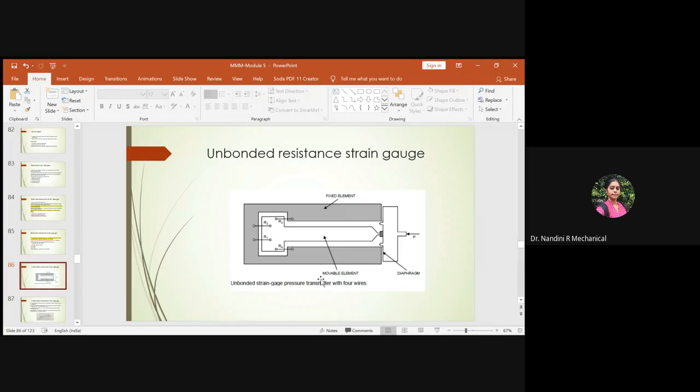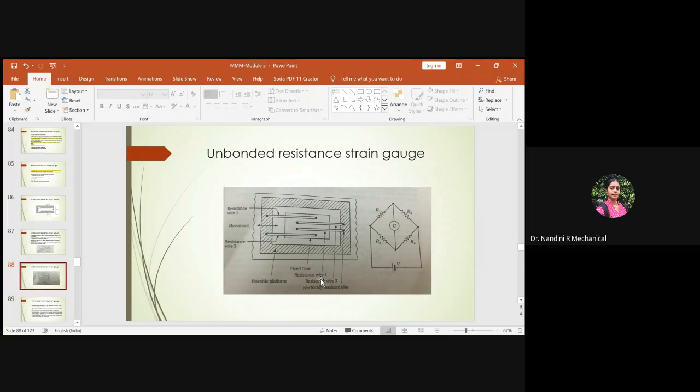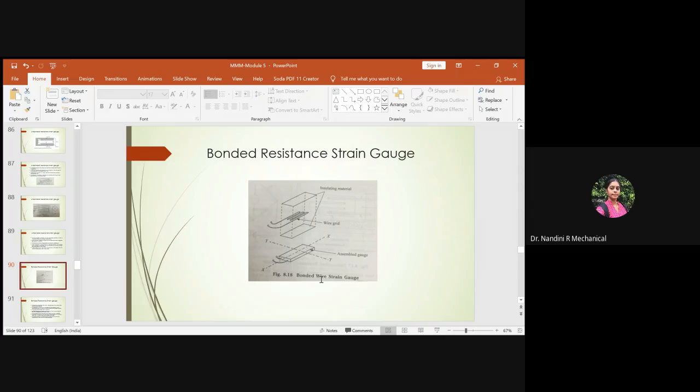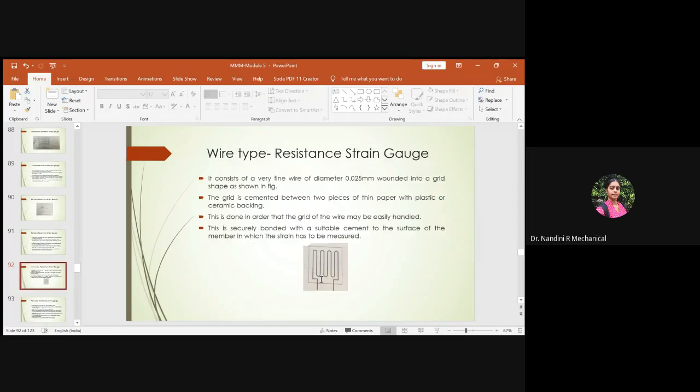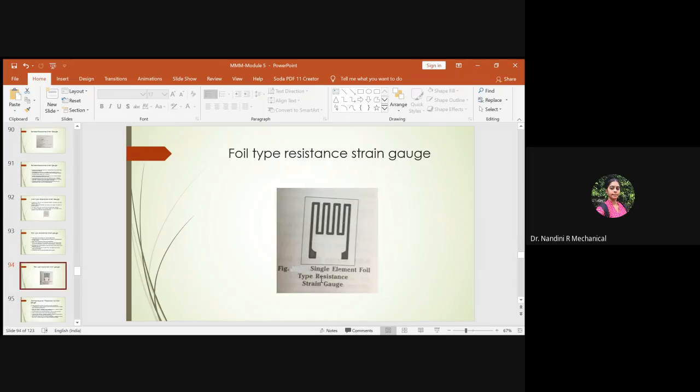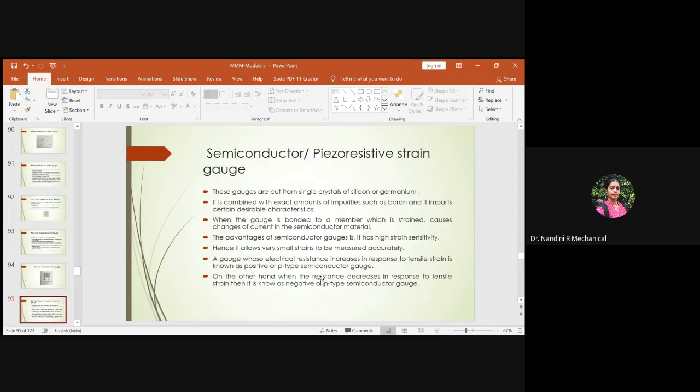We have dealt with how the structure looks in the unbonded type and how it is operated, and with respect to the bonded type, we had two classifications: the wire and the foil method. So that also we discussed. This is the foil type, which is done. Now we have to focus on the semiconductor gauge, also called the piezo-resistive strain gauge.